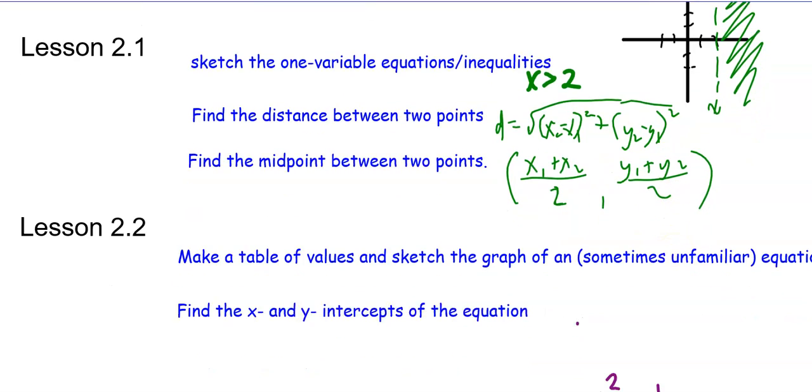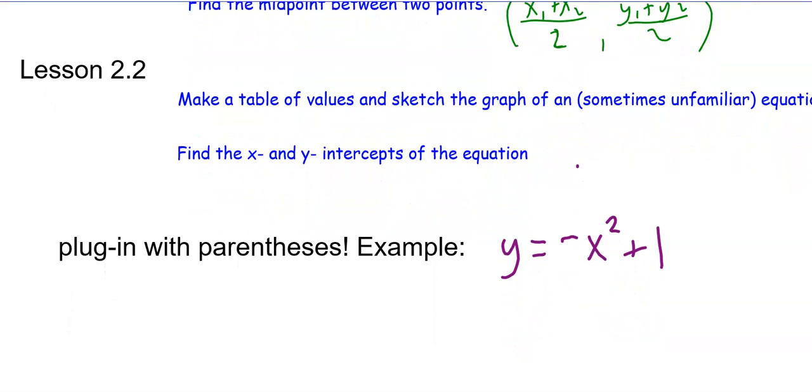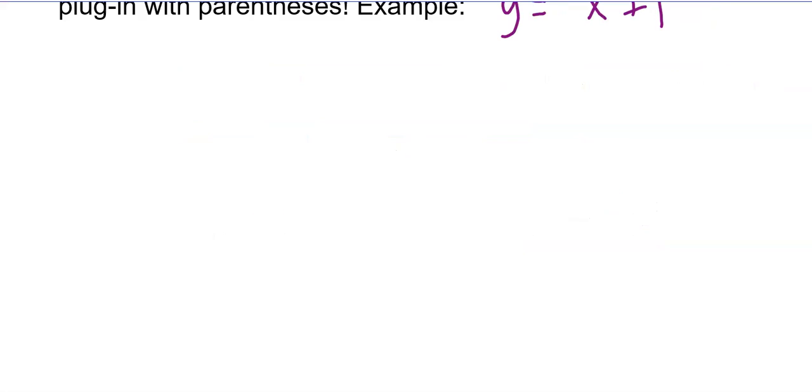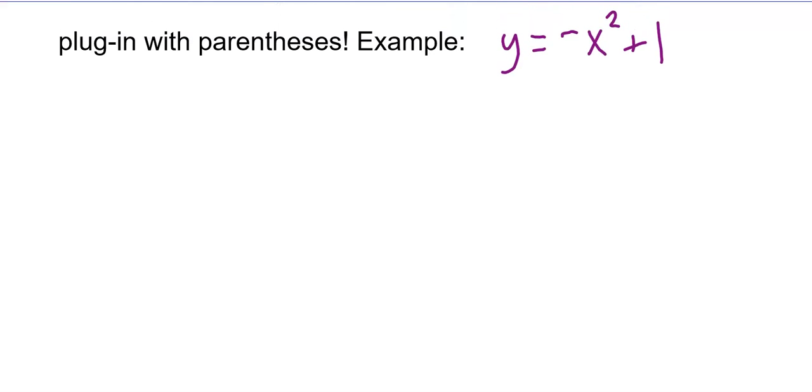Make a table of values and sketch an unfamiliar graph. So you might not know how to graph a certain graph. Find the x and y intercept. That's always a big tip when you make a table of values. For example, let's try to graph this one: y equals negative x squared plus 1.